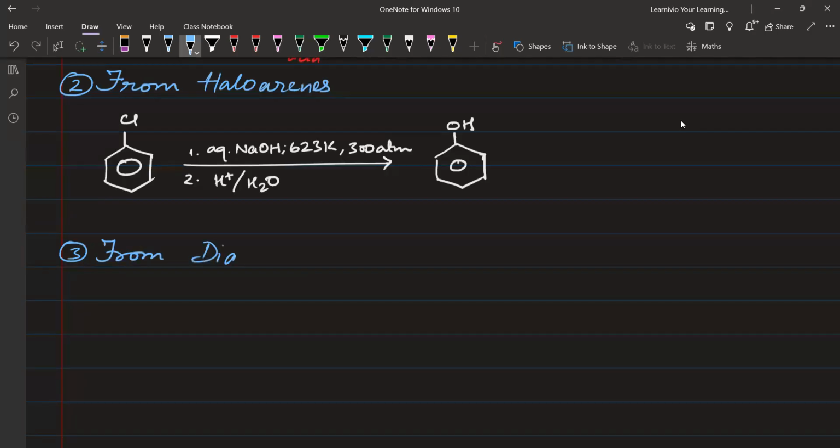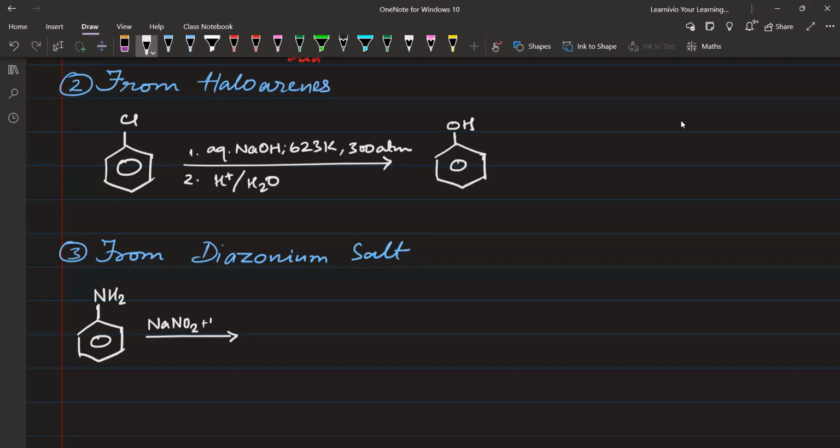From diazonium salt. Here we have NH2. NaNO2 plus HCl will give you diazonium salt at 0 to 5 degrees Celsius. Then once you react this with water, you will get phenol.